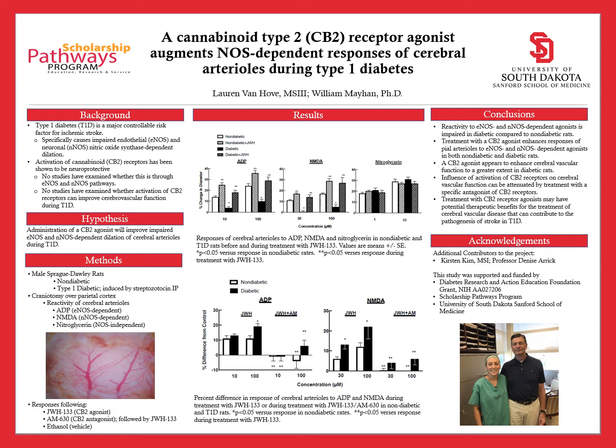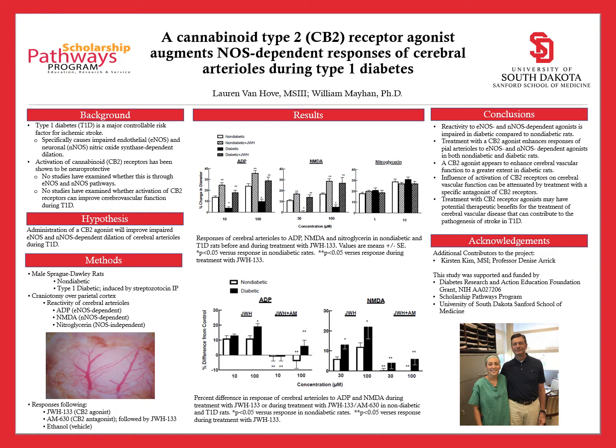As you all may already know, one of the risk factors for an ischemic stroke is diabetes. Normally, cerebral blood flow matches metabolic demand. However, in type 1 diabetes, oxidative stress is increased, which causes impaired endothelial and neuronal nitric oxide synthase-dependent arterial dilation. Since reactivity of the vessels is impaired, flow fails to match metabolic demand as it normally would in a healthy system, thus increasing the risk for ischemic stroke.